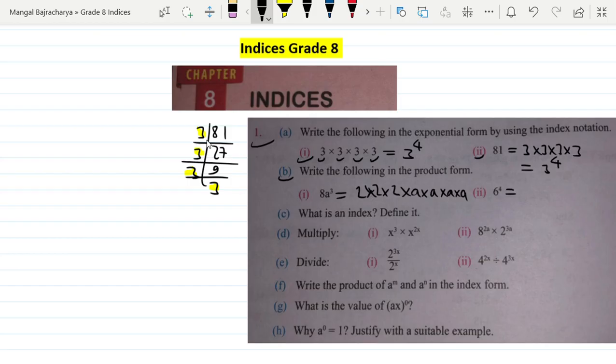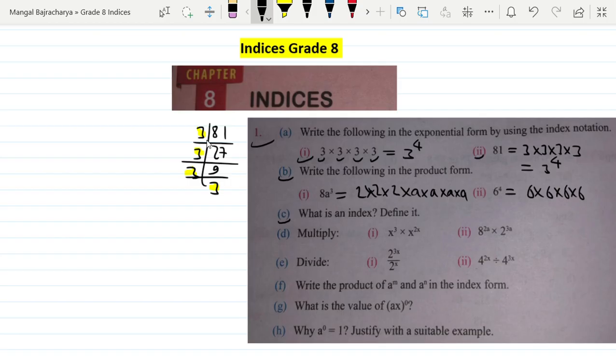Now 6 power 4, so it's multiplying 6 for 4 times. So we write here 6 into 6 into 6 into 6. And now number C, what is the definition of an index?